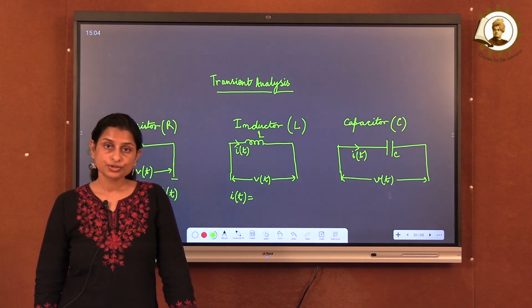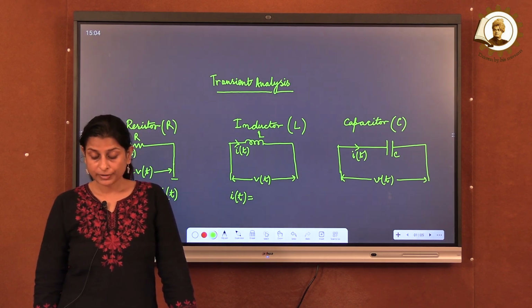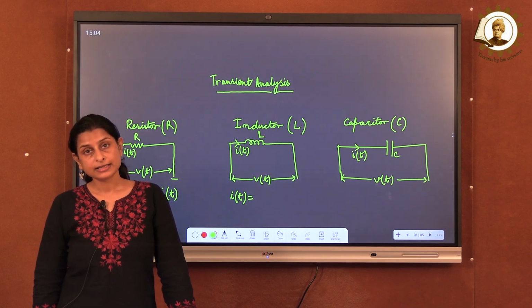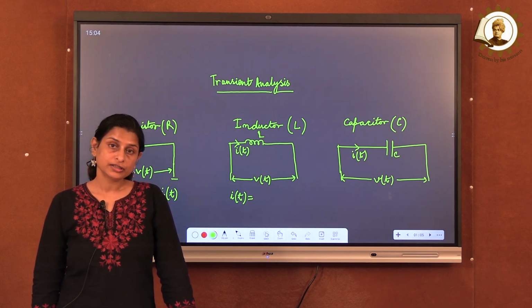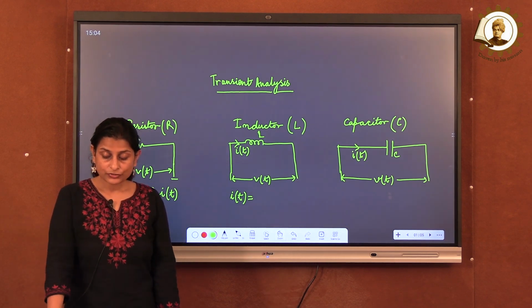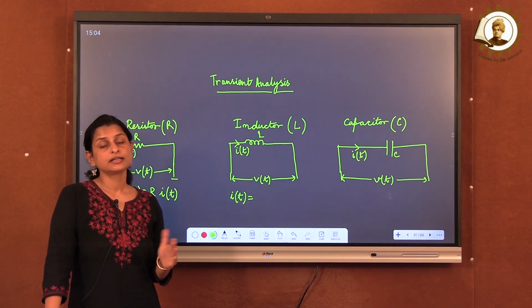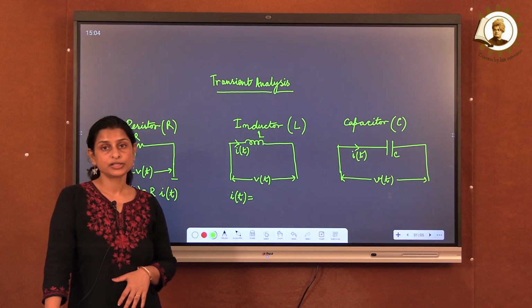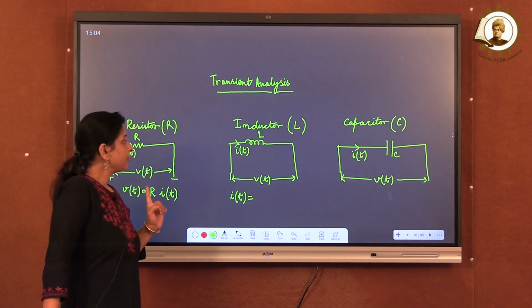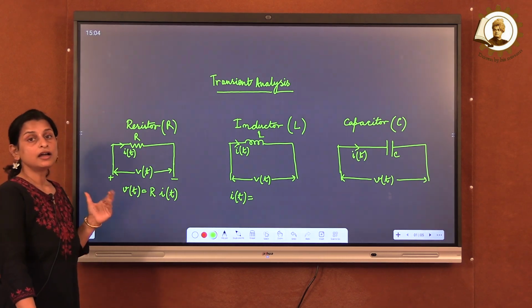The time taken to change from one state to another state, which by state we mean from an initial steady state to a final steady state, is known as the transient period. So the transient period is the time taken for change from an initial steady state to a final steady state. Now the response of change from initial steady state to final steady state is known as the transient response. Here we have basic components resistor, inductor and capacitor, which comprise the network.